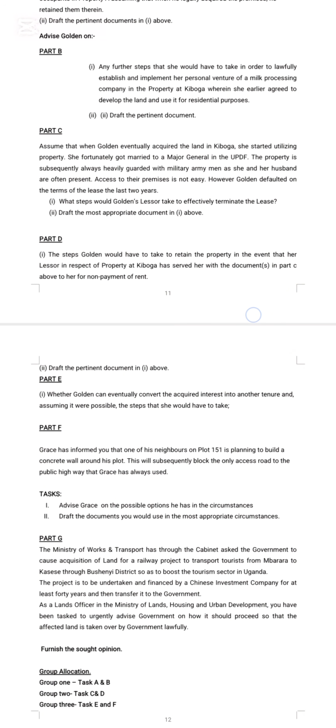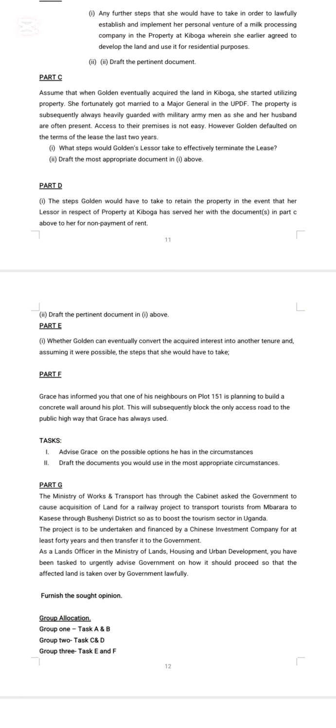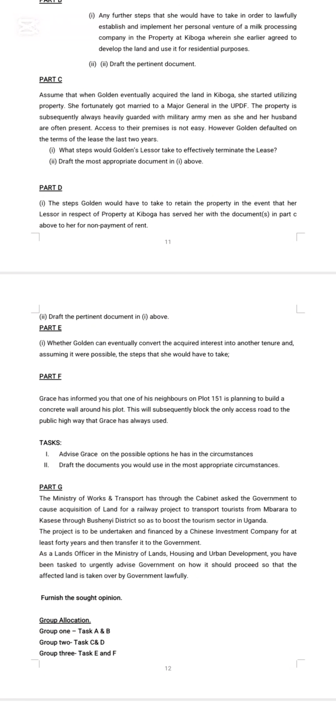Then part C, assume that when Golden eventually acquired the land in Chiboga, she started utilizing the property. She fortunately got married to a major general in the UPDF. The property is subsequently always heavily guarded with military men, as she and her husband are often present. Access to their premises is not easy. However, Golden defaulted on the terms of the lease the last 2 years. What steps would Golden's lessors take to effectively terminate the lease? Draft the most appropriate document.